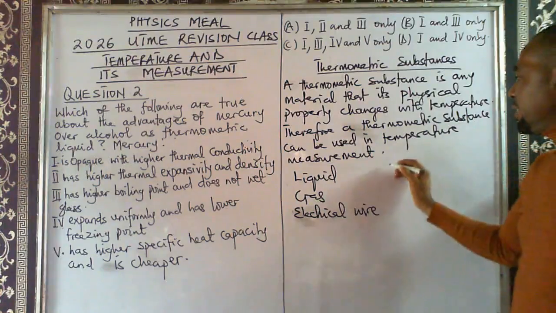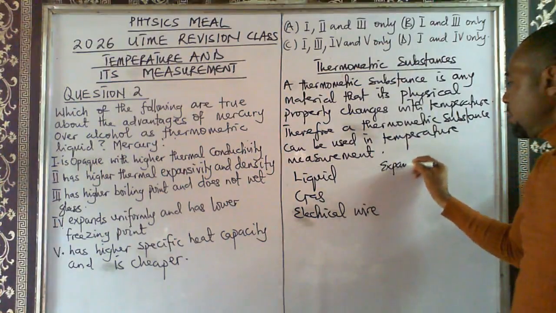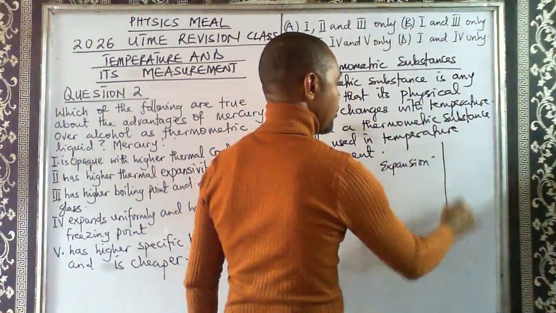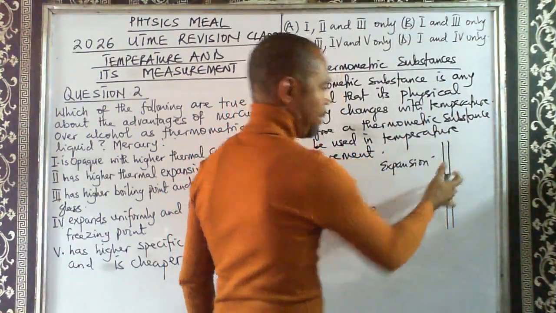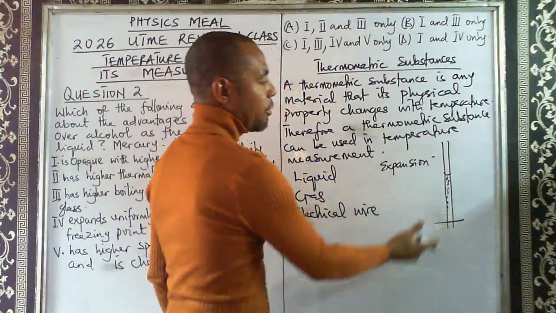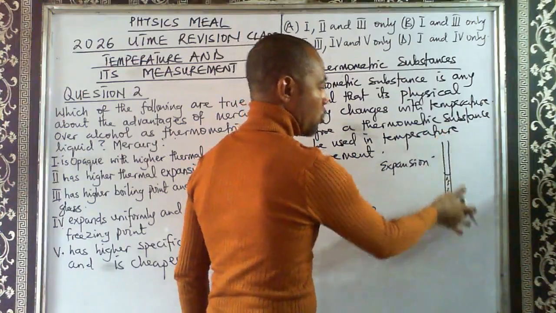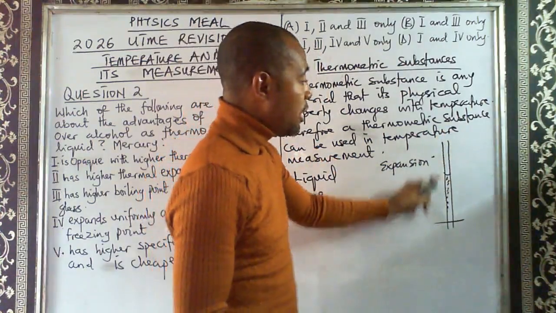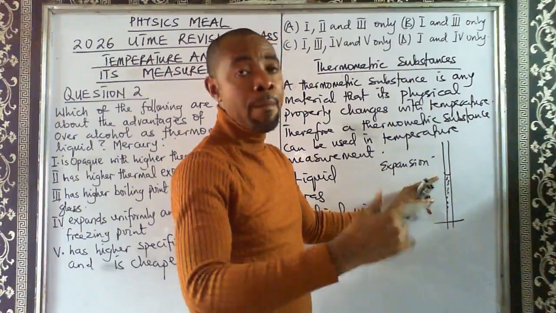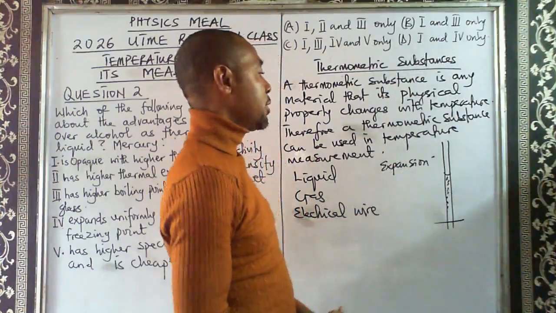For a liquid, it is the length of the liquid column. So it deals with expansion in liquid. If you have a liquid inside a vessel or a capillary tube and temperature begins to change, the liquid will either rise or drop. So the length of the liquid column, based on the expansion of the liquid, becomes the physical property that we will look at and use to measure temperature.